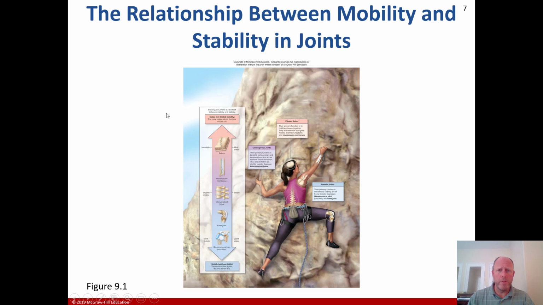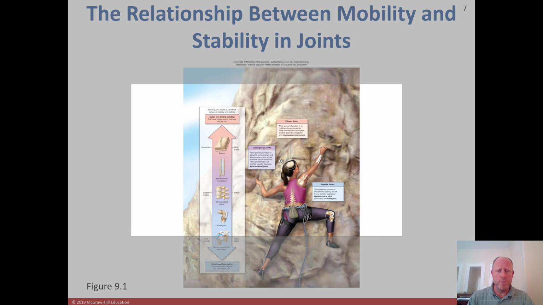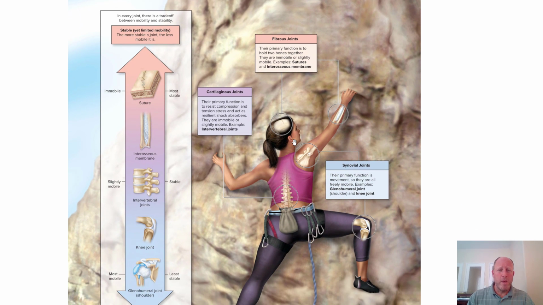As far as the relationship between mobility and stability in joints, take a closer look at our image here, referring to fibrous joints, where the primary function is to hold the two bones together, and look at the sutures of the skull. Sutures and interosseous membrane are examples there. Cartilaginous joints, pointing here more to the spine specifically, where the primary goal is to resist compression and tension stress and act as resilient shock absorbers. That's a primary job of the spine, unquestionably, from a standpoint of stress. They're immobile or slightly mobile.